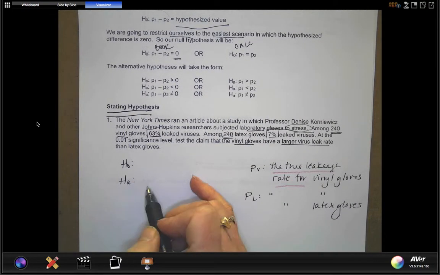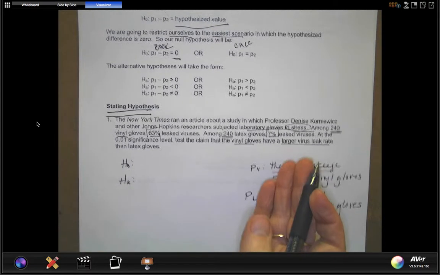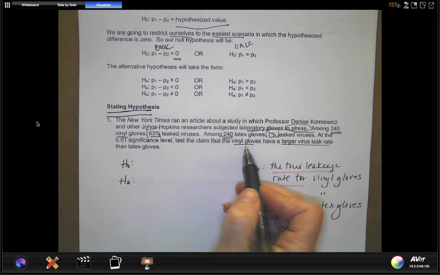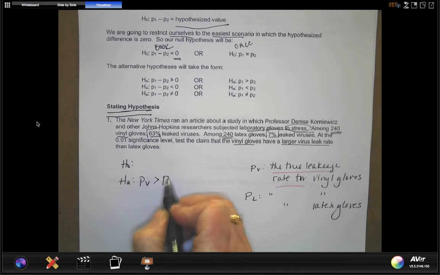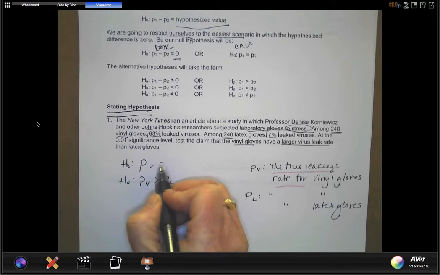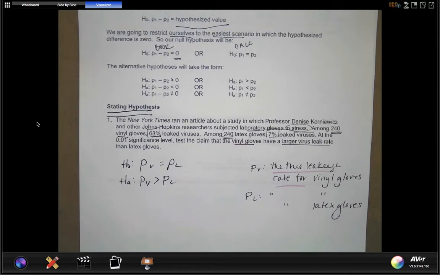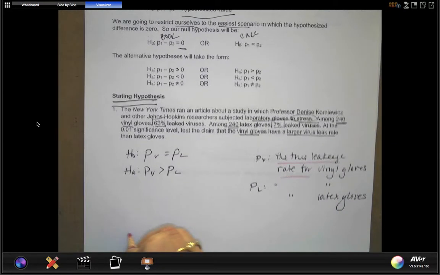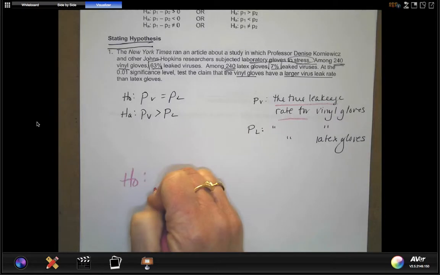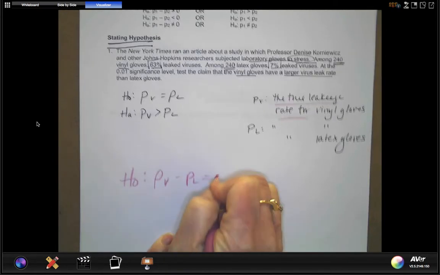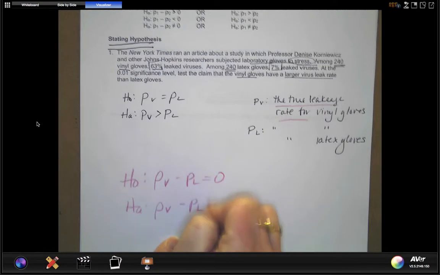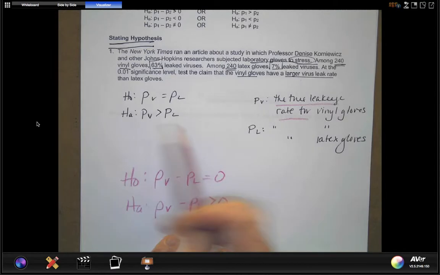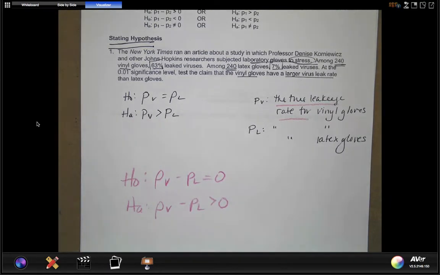When you're writing it over here, whatever one you put first is going to be your number 1. So I want to test that the vinyl gloves have a larger leak rate than the latex. So I want to know if the vinyls are greater than the latex. Our null is just always going to be equal to. You can write them out like this. Means the same thing, but your calculator's going to look like that. All right, try the next one.